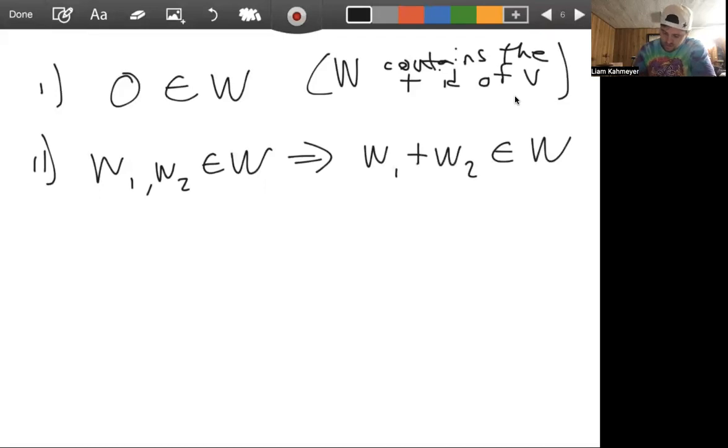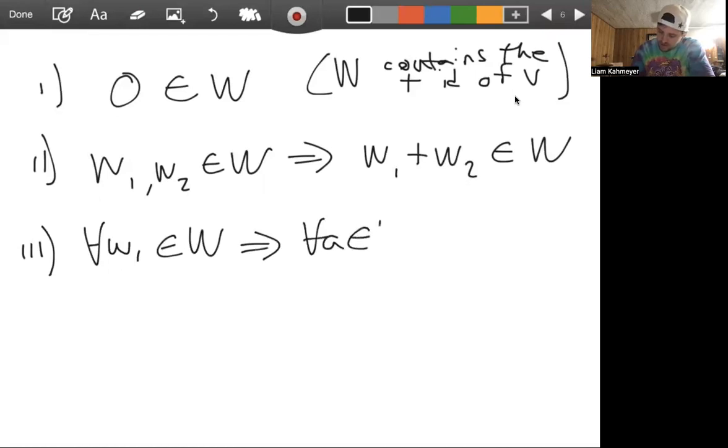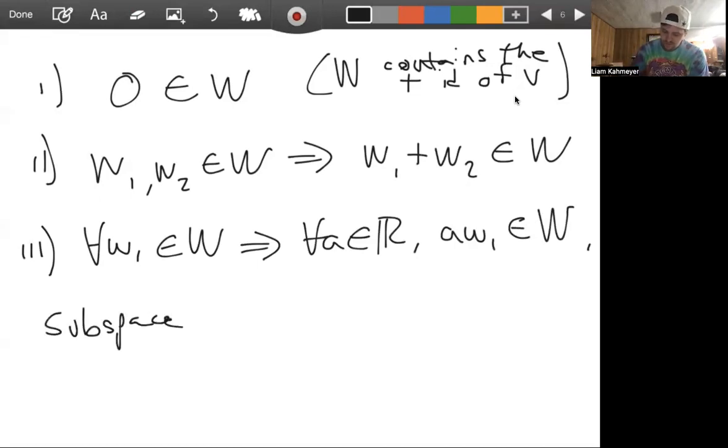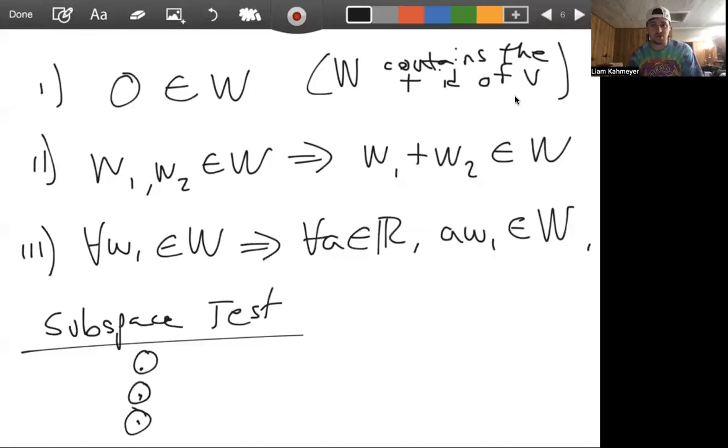And then we need to show also that for every W1 in W, this implies that for all A in R, we have that A W1 is also in W, okay? And so really the subspace test can be remembered much more quickly if you ask yourself 3 questions. And then you check those 3, and if all 3 of them are true, then you're done, right?